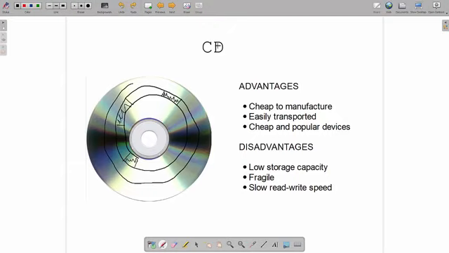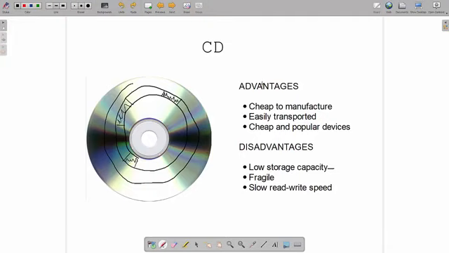The CD uses a wide wavelength of light. What that means is that the grooves have to be bigger, compared to DVDs and Blu-rays, and therefore, because the grooves are bigger and the bumps are bigger, the CD can hold less data. So down here you can see we've got a lower storage capacity compared to other media.